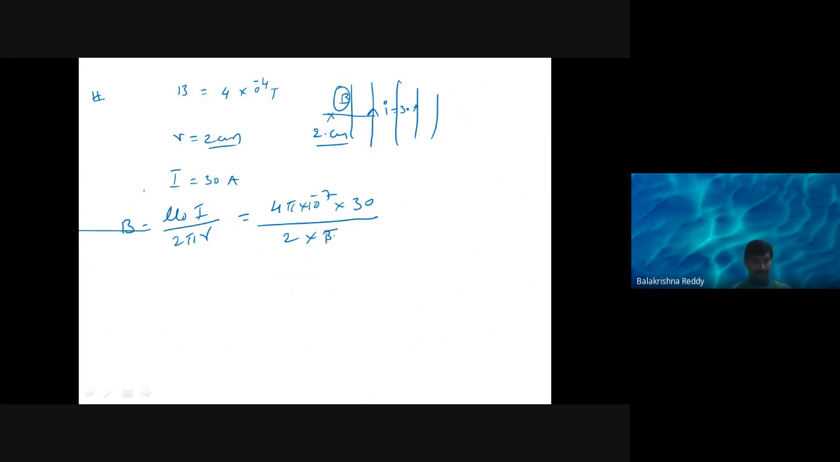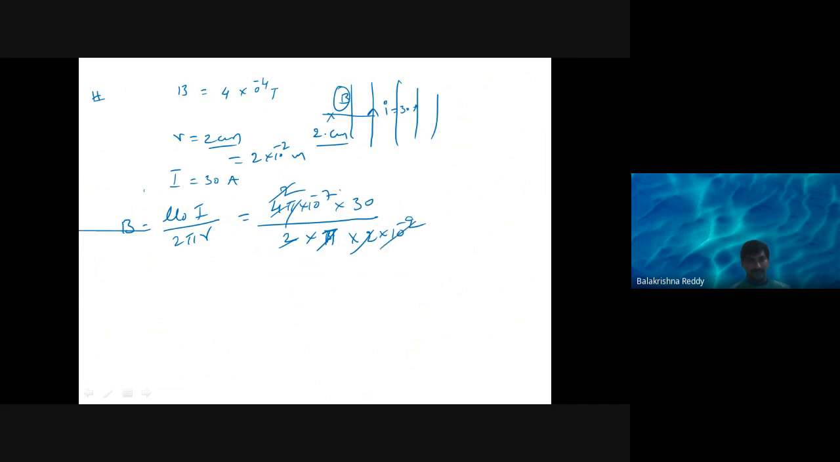3.14. Keep it pi as it is. Radius is 2 centimeter. If you convert 2 centimeter into meter, it is 2 into 10 to the power minus 2 meters. So 2 into 10 to the power minus 2. So pi gets answer to 1 by 2, get answer.